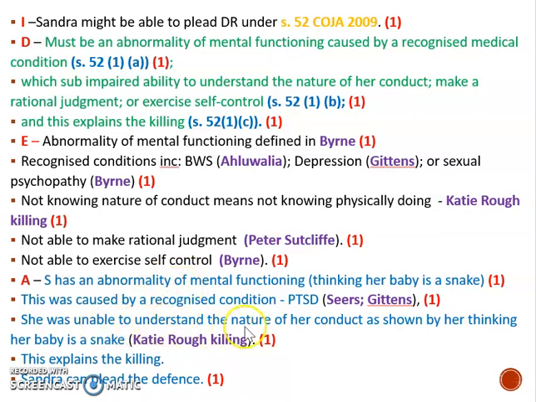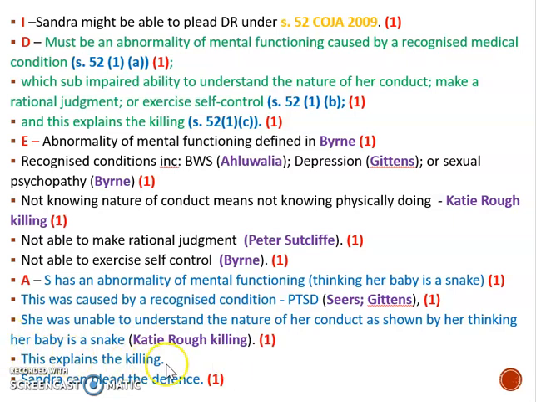She's unable to understand the nature of her conduct as shown by thinking her baby is a snake, Katie Ruff killing. If I was writing this in the exam, I would write it out more fully and say she clearly doesn't understand what she's physically doing because she thinks she's strangling a snake when she's actually strangling a baby. And this is similar to the robot situation in Katie Ruff killing. And it's good to compare to cases to say similar facts, because that shows that you're reasoning by analogy and you get good application points for that.